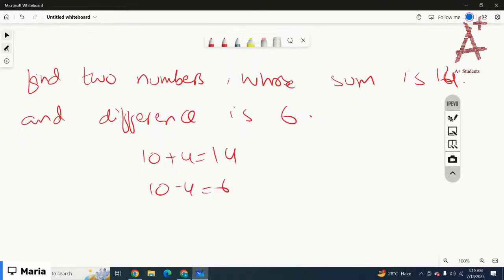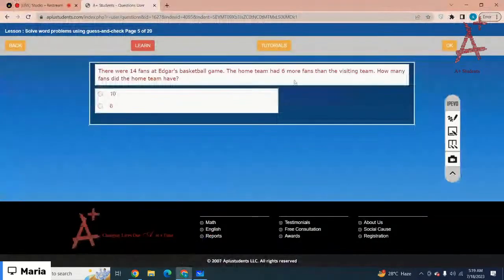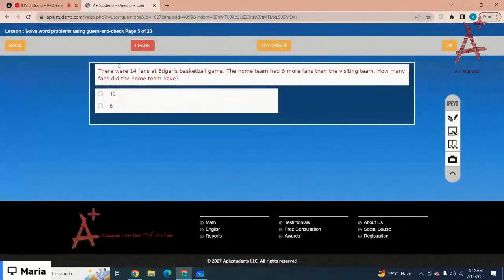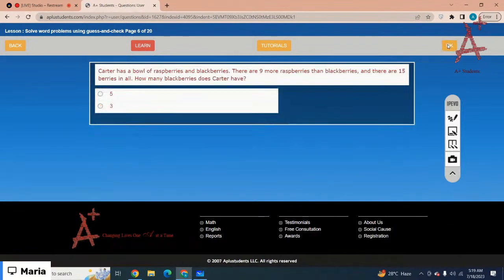Got it? That means you are given that the home team had 6 more fans. That means home team had 10 fans and visiting team has 4 fans. Got it? So the correct option is, you have to find how many fans did the home team have. So home team has 10 fans. Got it? Okay, you can complete the rest of the questions by yourself later today.